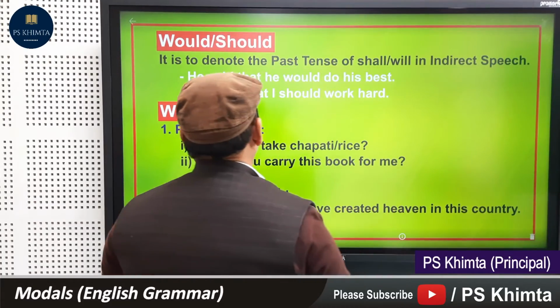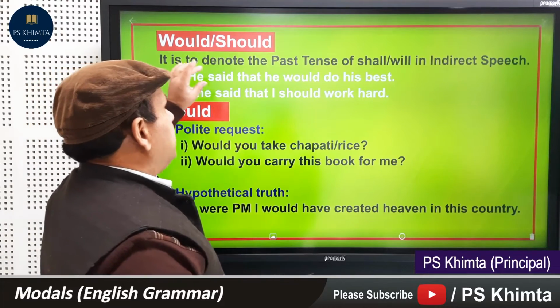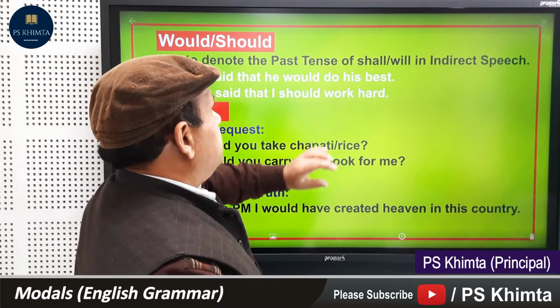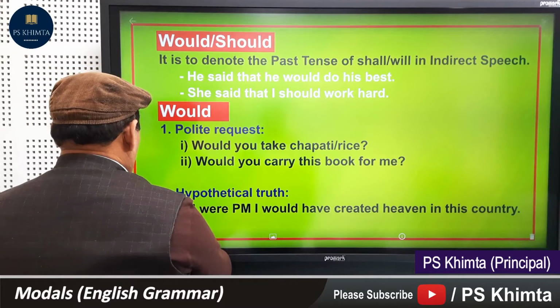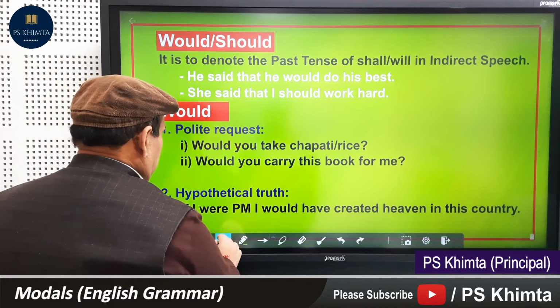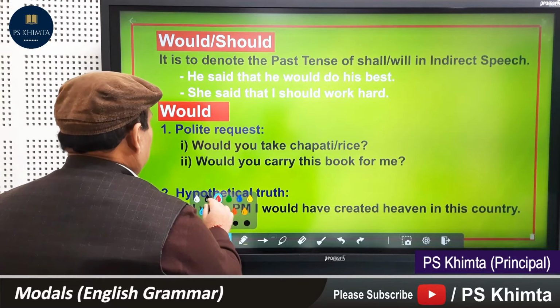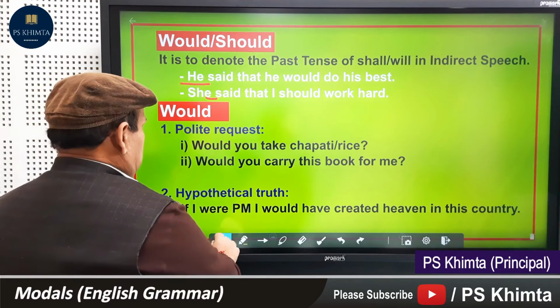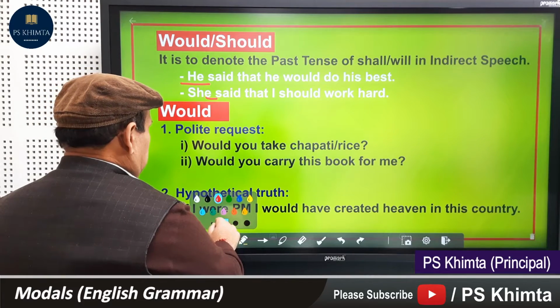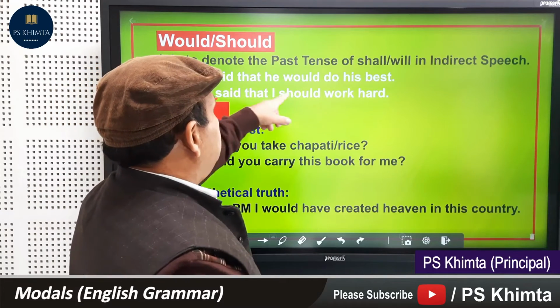That is would and should. You see, very simple two things are written here. It is to denote the past tense of shall and will in direct speech. That is given here. That's no issue going with this. This is very beautifully done. All right. And so we'll find here, see this sentence and this sentence, both are equally good. And see, he said that he would.